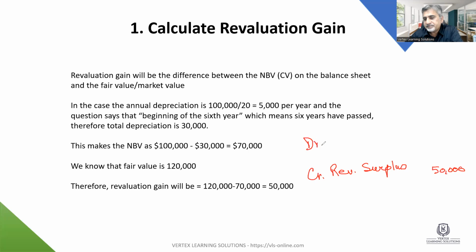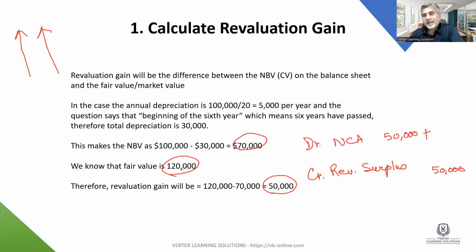And you say debit non-current asset by 50,000. I remember that if I asked students what should be the double entry for this 50,000, they would say, sir, asset goes up by 50,000, income goes up or gain goes up by 50,000. So debit asset 50,000, which has increased in value because it was 70. Now it becomes 120. So asset has gone up by 50,000. So let's debit the asset with 50,000. And because income has increased, credit income by 50,000.